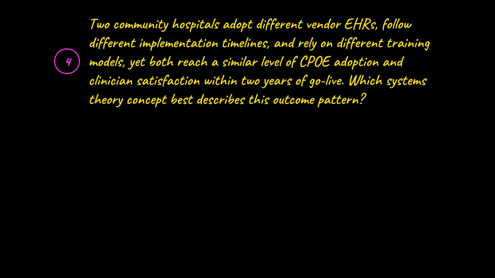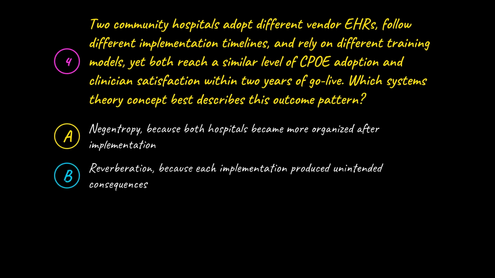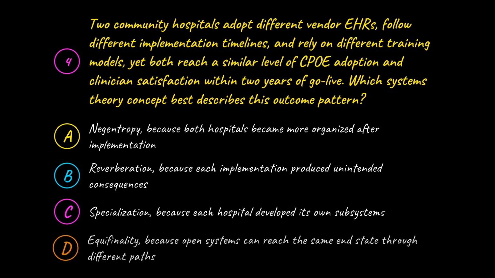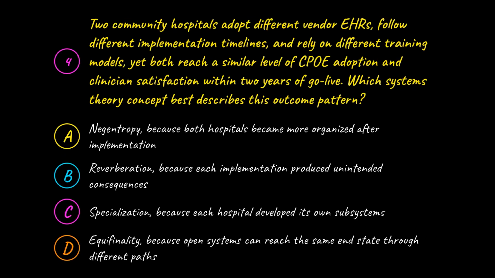Your options are A. Negentropy, because both hospitals became more organized after implementation. B. Reverberation, because each implementation produced unintended consequences. C. Specialization, because each hospital developed its own subsystems. D. Equifinality, because open systems can reach the same end state through different paths. What's your answer? Commit to one before I continue.